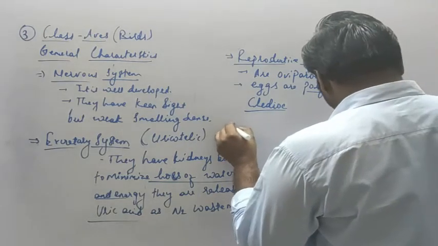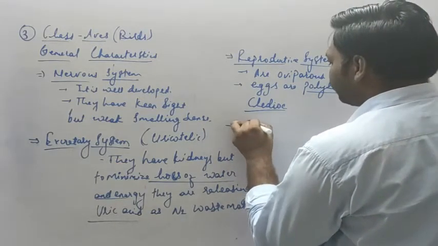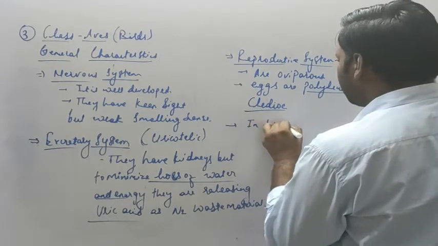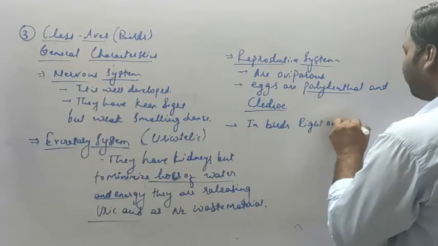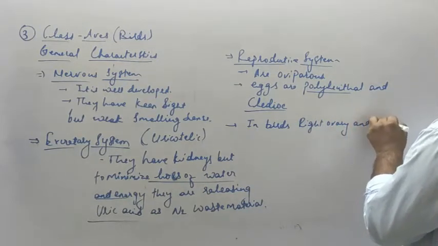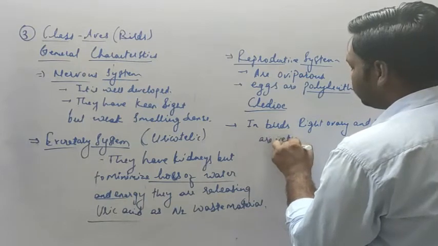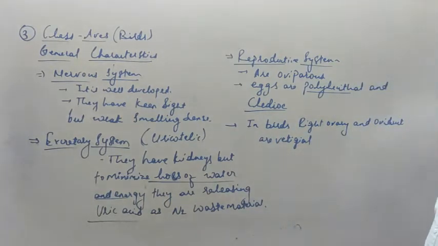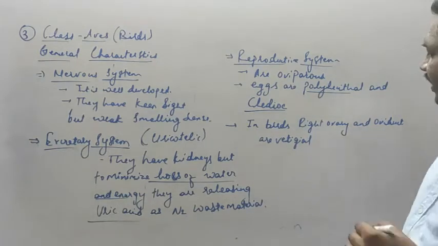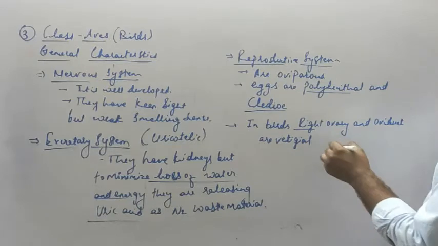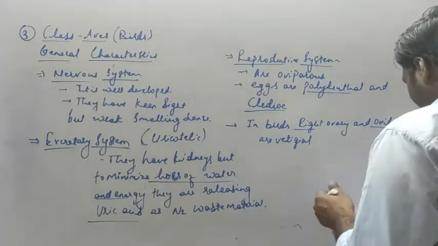So next, in birds, the right ovary and oviduct are vestigial. That means only the left ovary and left oviduct, that is the fallopian tube, are functional. Okay, so from only one ovary they can produce the eggs. But here the right ovary and right oviduct are vestigial. Why is it so? It is because they take up the flight.